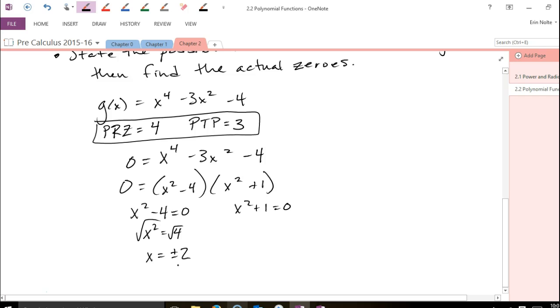Okay, what about the other equation? The other one is i. Okay, so is that a real number? No. Because it's not a real number, we're not going to list it. It's not a place where it crosses the x-axis. So there are only two real zeros for this particular function.